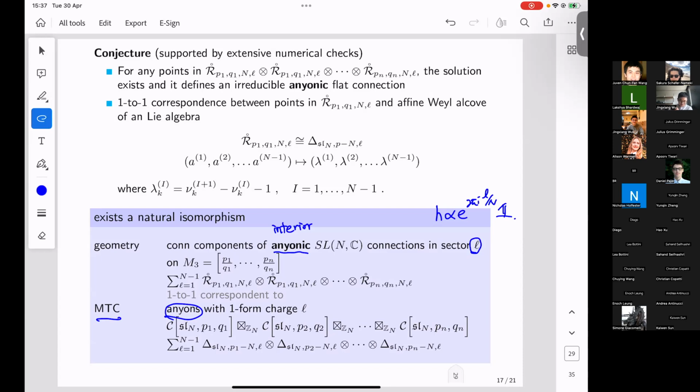And if you compare this part, this is precisely the reason we need this Zn. It's precisely because we need to solve the flat connections for each sector L.